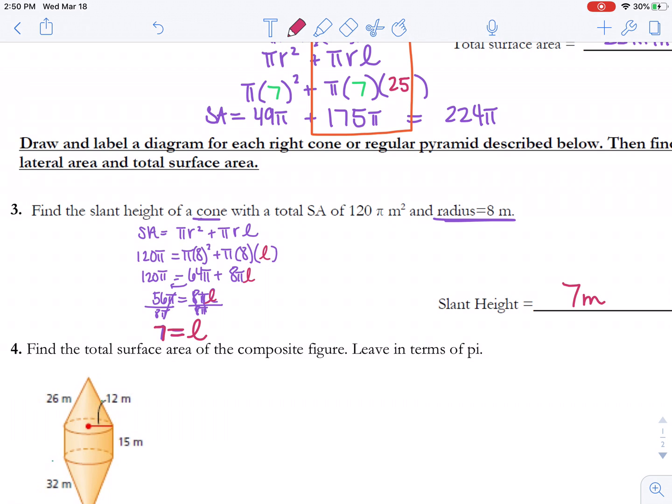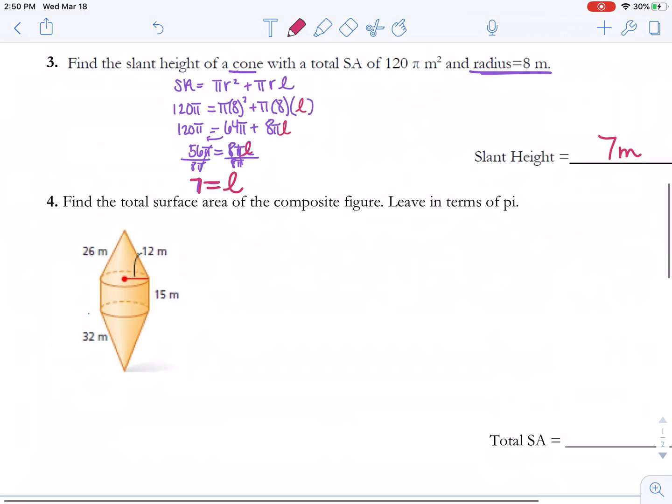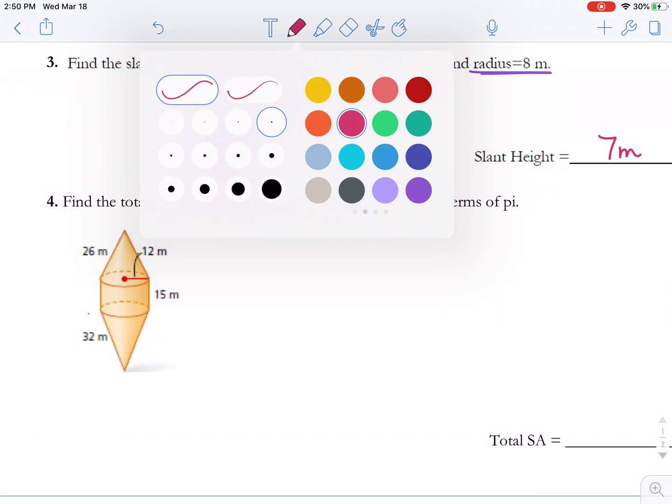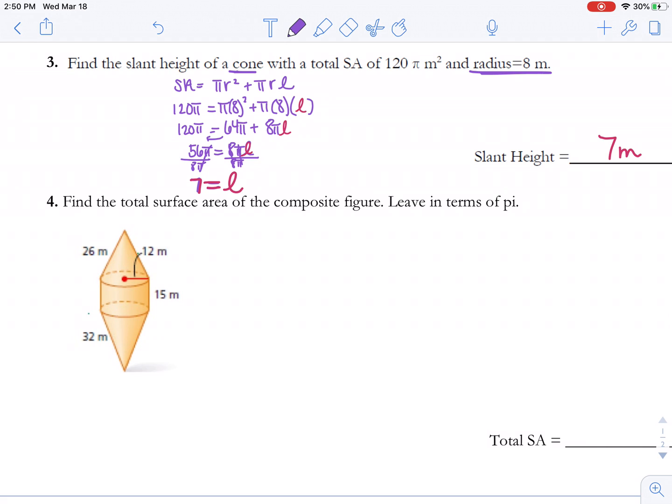All right, and the last one, we have a composite figure. So again, with surface area, we're asking ourselves, what do we have to paint in this figure? So we're going to go shape by shape. I see a cone up here, a cylinder, and then another cone. So I have our cone, our middle cylinder, and then our other cone. Okay, setting up my plan of attack here.